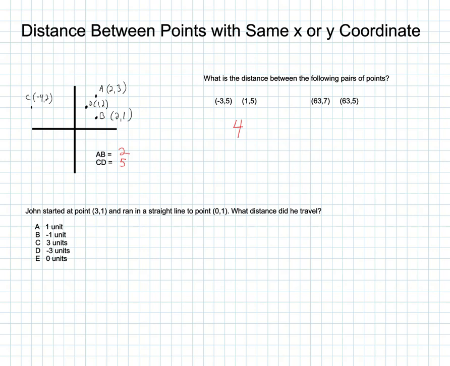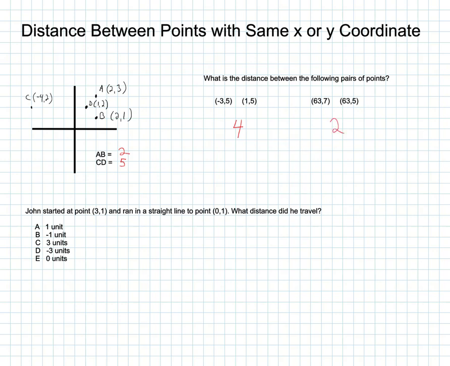Another simple example here, we have the point 63, 7 and the point 63, 5. Since they have the same x coordinates, then we just worry about the distance between the y coordinates. So the distance between 7 and 5 is 2. So that is a pretty easy one there.